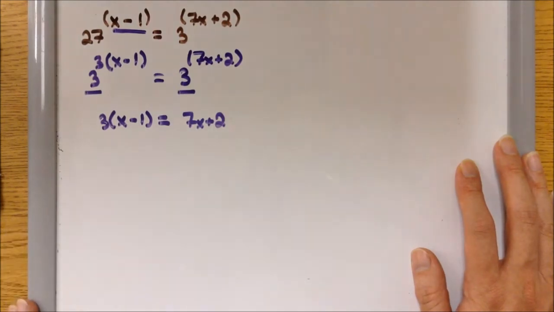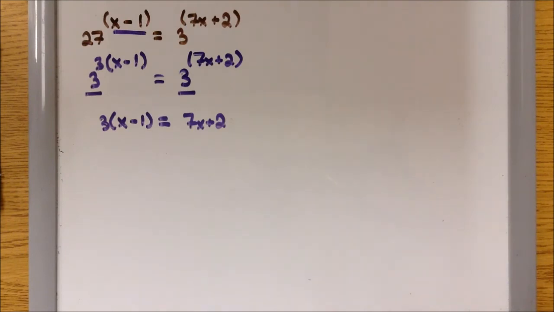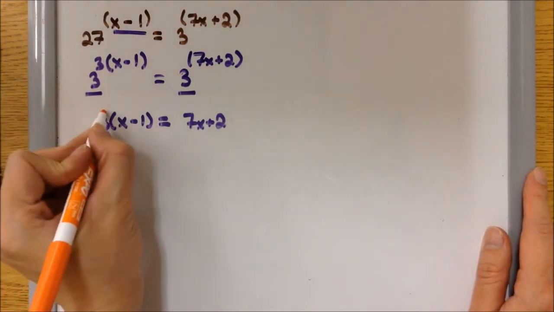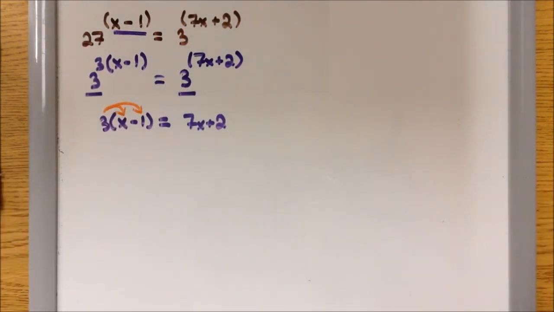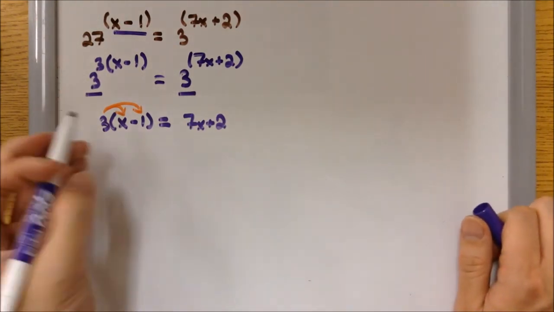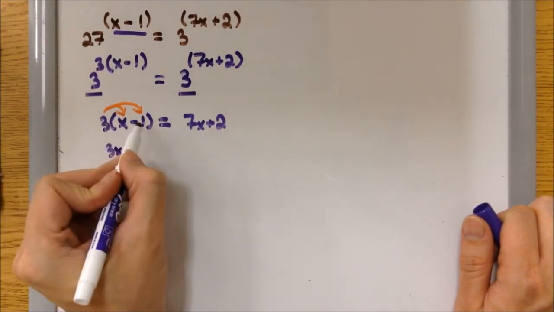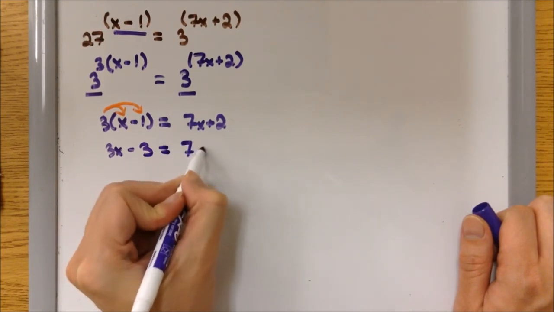until you have both exponents equal to each other. Now, once the exponents are equal to each other, next we're going to distribute the number that's outside the parentheses to everything inside the parentheses. So 3 times x is 3x. And then 3 times -1 is -3, equal 7x plus 2.